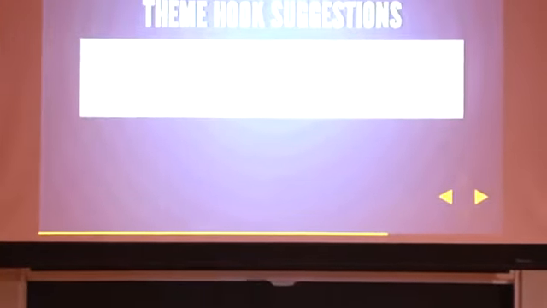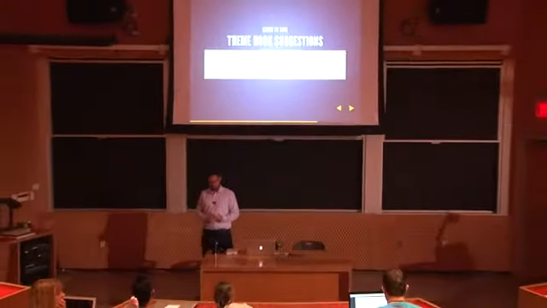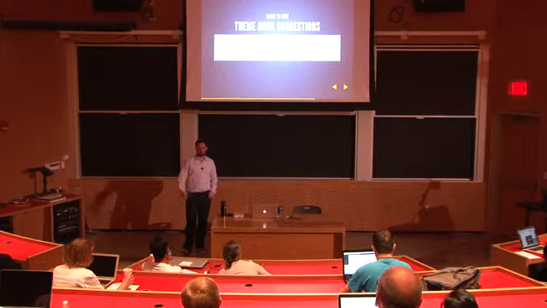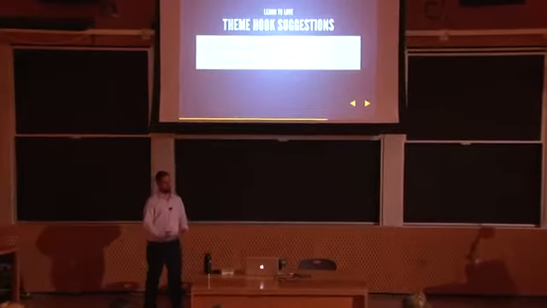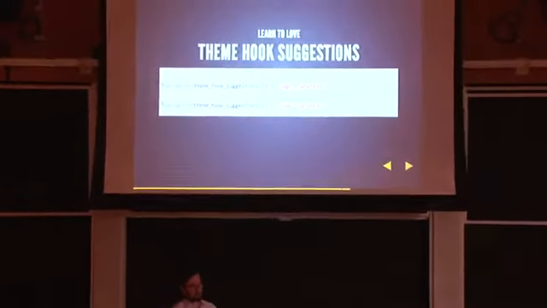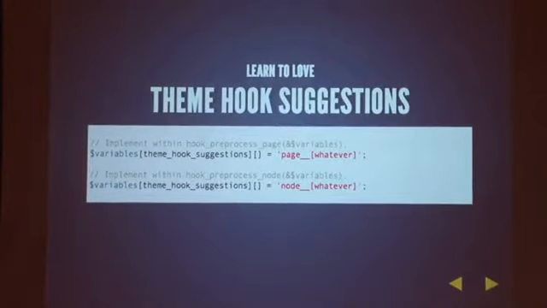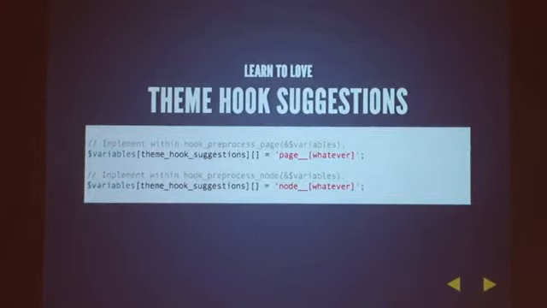Anyone here actually use or create their own theme hook suggestions? A couple. That's super handy because if you have a node and it's an article content type, Drupal core will give you some theme hook suggestions that you can use out of the box, like node--article, or I think there's one for view mode as well, so node--article--teaser, whatever. But you can create your own, and that allows you to group similar things.